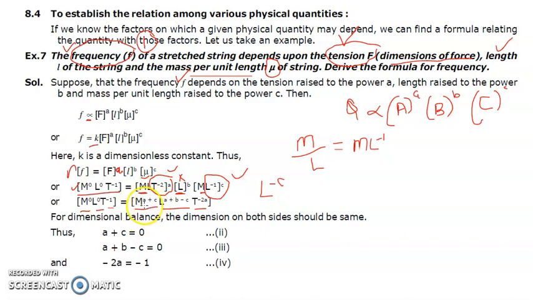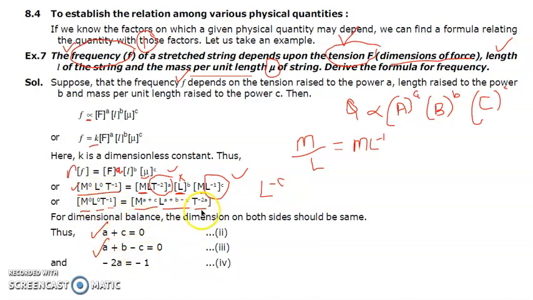Since a plus c is the power of mass on the right hand side and on the left hand side it is 0, this will be our first equation: a plus c is equal to 0. Now next, as far as your length part is concerned, length has power a plus b minus c. So a plus b minus c is equal to 0, which is the power of length on the left hand side. We'll equate it with this.